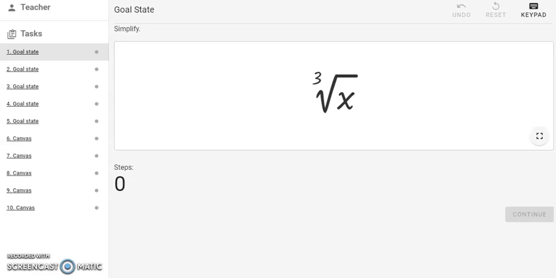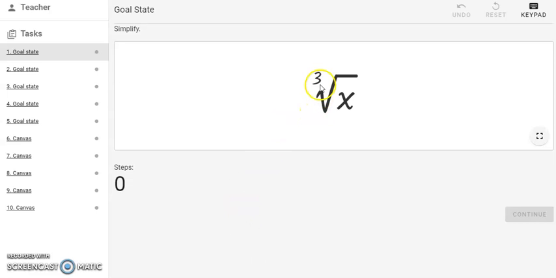So in the first set of problems, we're going to be rewriting radicals in rational form. In other words, taking a radical such as the cubic root of x and rewriting it so that the x is raised to some exponent.